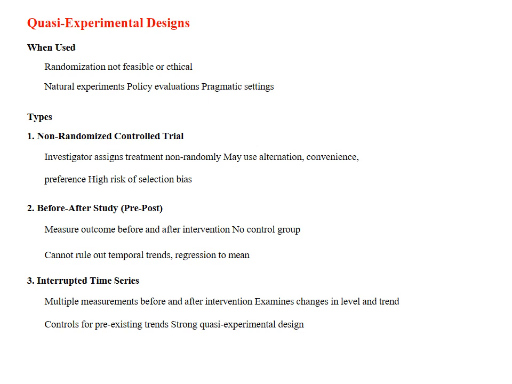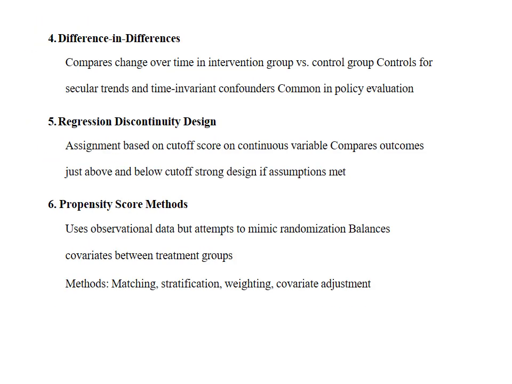Before-after study measures outcome before and after intervention. No control group, cannot rule out temporal trends, regression to the mean. An interrupted time series has multiple measurements before and after intervention, examines changes in level and trend, controls for pre-existing trends, a strong quasi-experimental design. Difference in difference compares change over time in intervention group versus control group, controls for secular trends and time invariant confounders, common in policy evaluation.